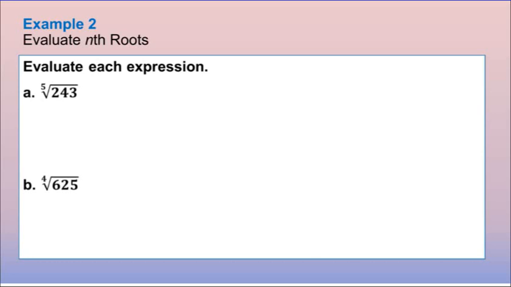So another root besides 2. 243, we need to evaluate this. This means, what do I multiply by itself 5 times to get 243? One way to do this is rewrite this as an exponential. So this would be 243 raised to the 1/5 power. And then you can easily go to your calculator.